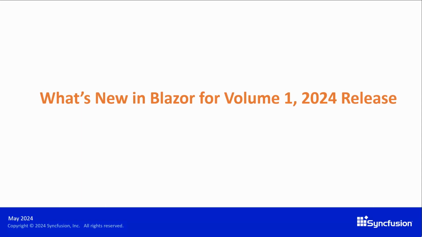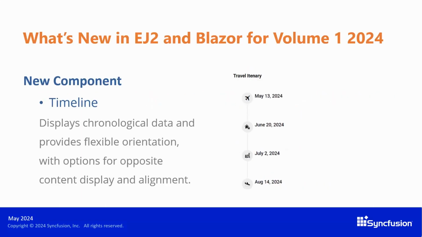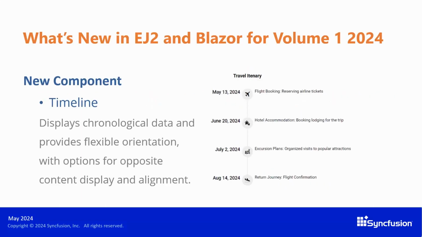Next, let me take you through the updates in the Syncfusion Blazor components for Volume 1 2024 release. First, let's see the new component that has been launched for the Volume 1 release. Timeline is the new component that got launched.